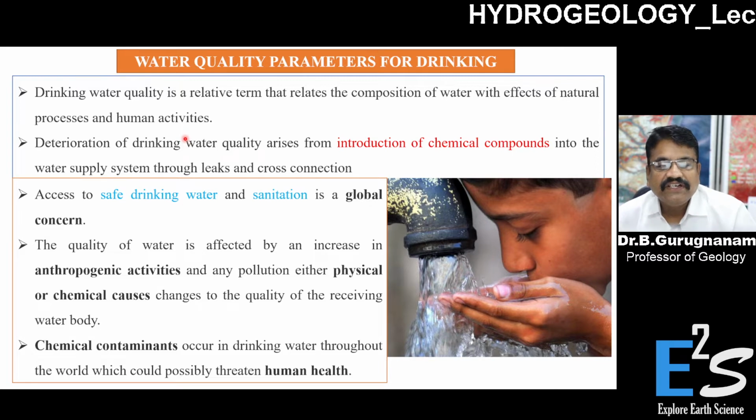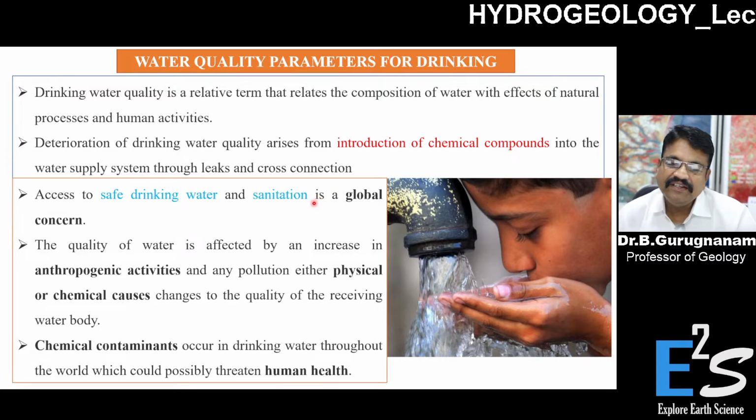Its interaction with the atmosphere, its interaction on the surface and off the surface. Determination of drinking water quality arises when chemicals are introduced into the water. So that is very, very important. Then it becomes a change in the water quality characteristics. Access to safe drinking water and sanitation is a global issue at present. Yes, the chemical characteristics of water is a global issue.